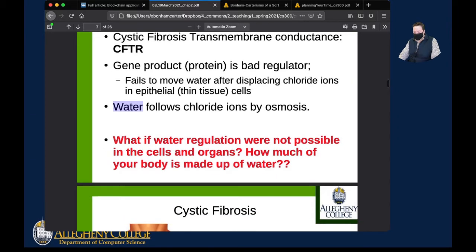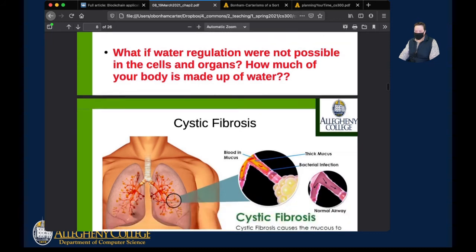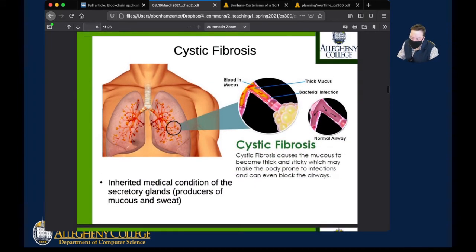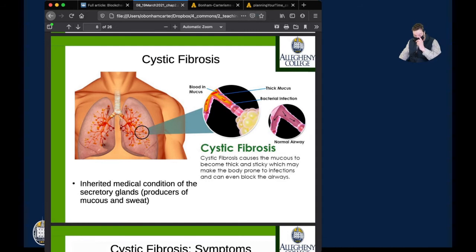So how much of the body is made up of water? It's about 90%. It's a lot of water, and so you need to be able to move that around. Cystic fibrosis is a genetic disorder where water is not able to be moved around in areas like the lungs and in other places. And when you don't get water moving around, mucus begins to build up around the cells, like in the lining of the lungs. You don't want mucus to build up.